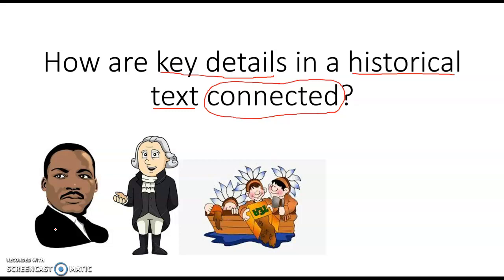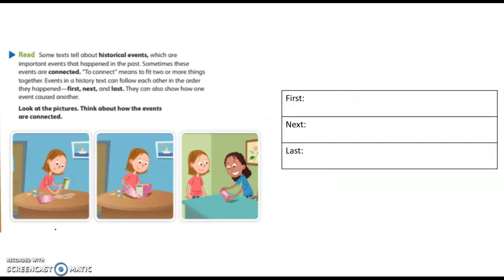They could be connected through sequence, using those sequence words, or they could also be connected through cause and effect. So cause and effect tells us something happened because of something else. Let's talk a little bit more about historical events first. Some texts tell about historical events, which are important events that happened in the past. So you might hear the word history in there.